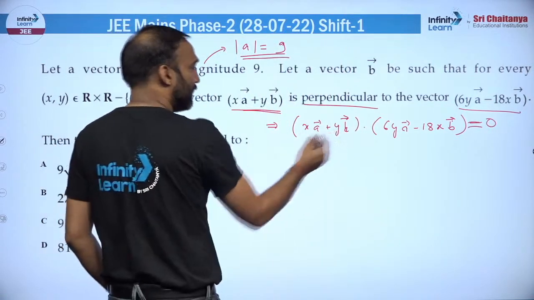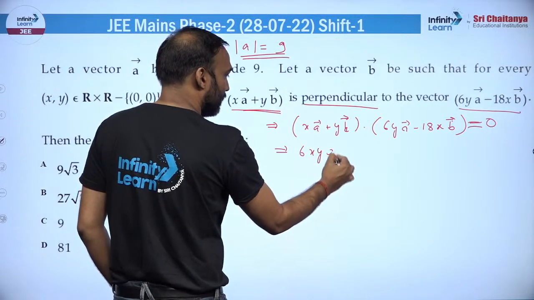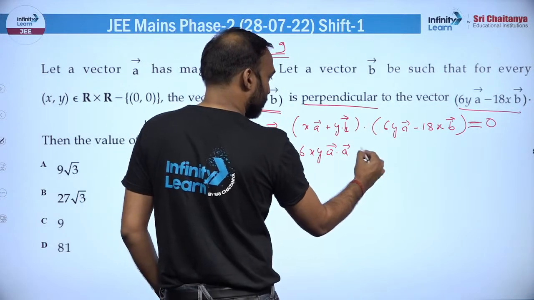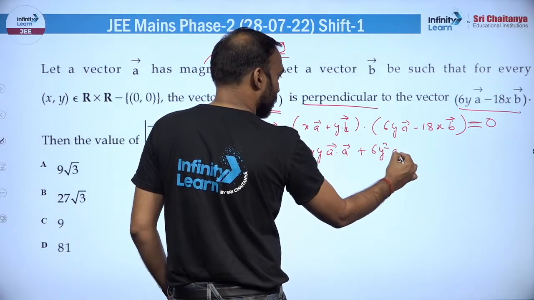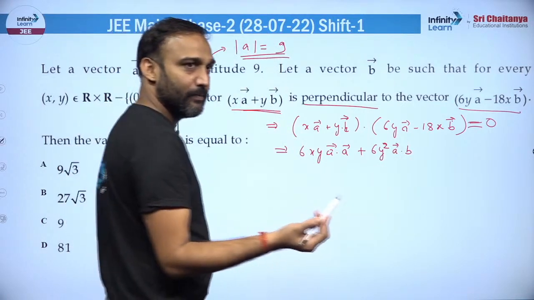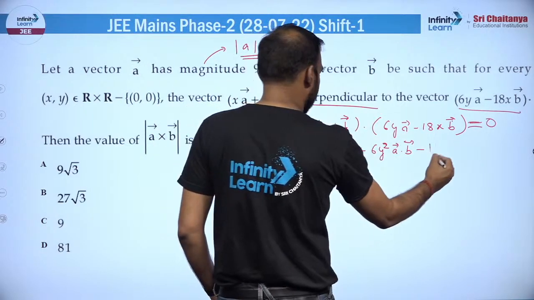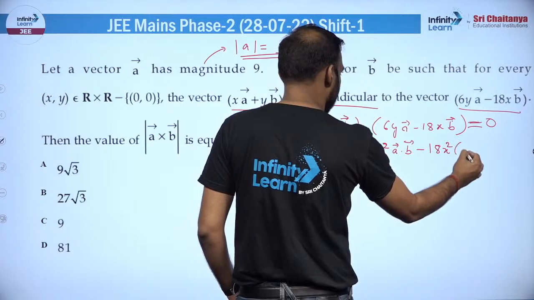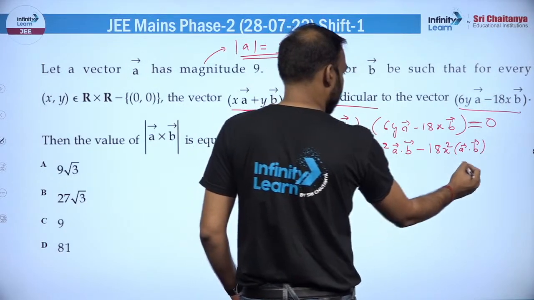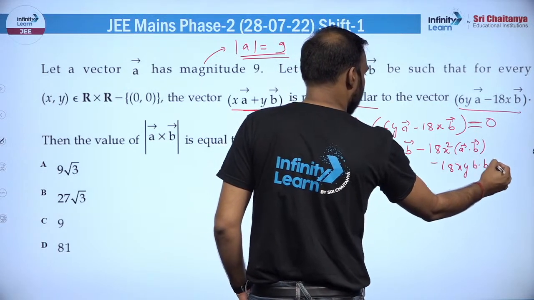So now I'll split it. I'll take the dot product, so it becomes 6. X and y are scalar, so I'll get a dot a. Now this multiplied with this, so it becomes 6y square a dot b, right? Whether I write b dot a or a dot b, they are same. Now I'll multiply with 18, so minus 18 x square a dot b, and over here I'll get minus 18 xy b dot b is equal to 0.